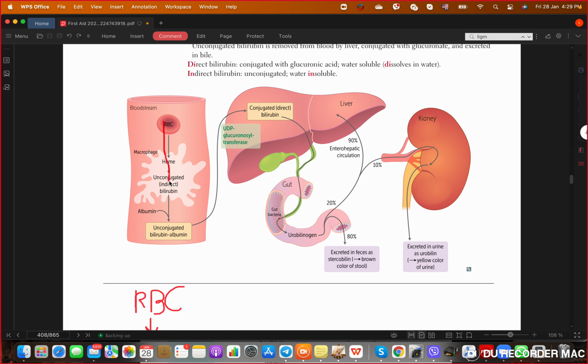Let's take a look: RBC, heme, unconjugated indirect bilirubin. By the way, for the unconjugated indirect bilirubin to move to the liver, it needs a carrier, which is albumin. In the liver, UDP glucuronyl transferase, which is located at zone 3 in the cytochrome P450, is going to conjugate it into direct bilirubin, which is water soluble, and then it's released into the gut.